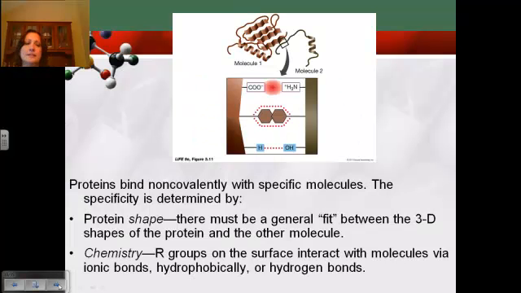All right, in the last slide, the shape of the protein is very, very important. And it is important because they often interact with another molecule. And this is generally a temporary interaction. So they bond non-covalently with specific molecules. So the shape of that protein is important. If it doesn't have the right shape, it's not going to fit with the other molecule and it's not going to function properly. And these R groups are important in these interactions with other molecules.